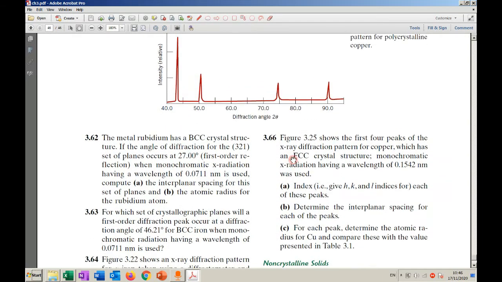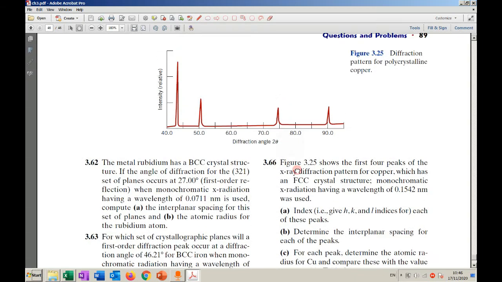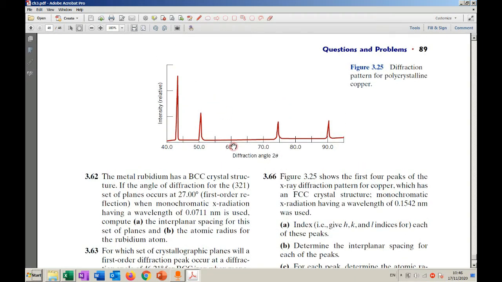The example we're going to solve is 3.66. We have an XRD pattern. We have 4 peaks. If the pattern is given to us, it means that we have the 2 theta diffraction angle for each peak. So if we read those angles, for example, this will be 43 something, then 50 something, 70 almost 4 or 75, and 90 point something.